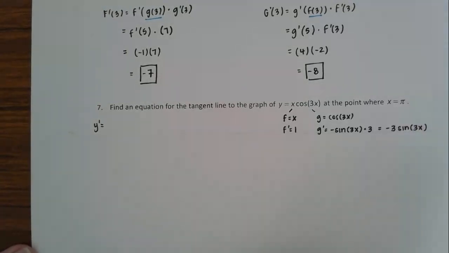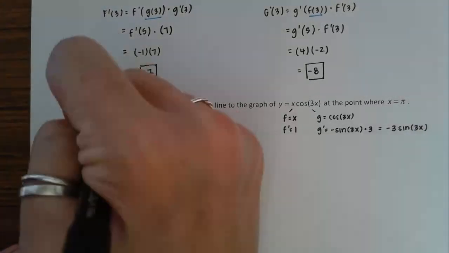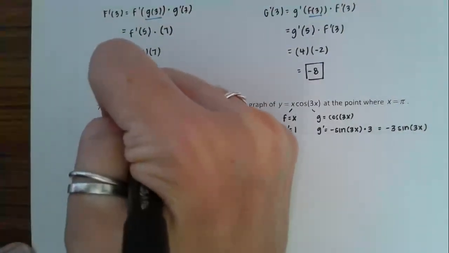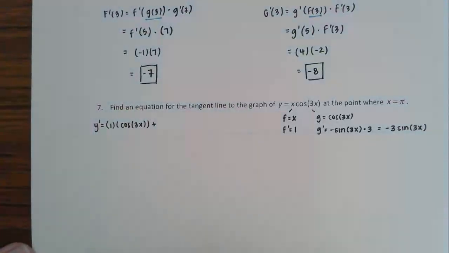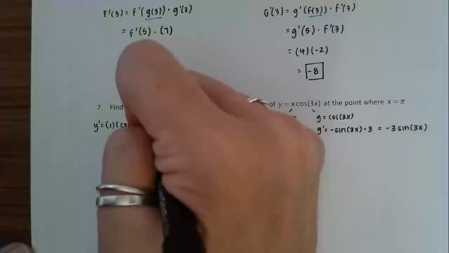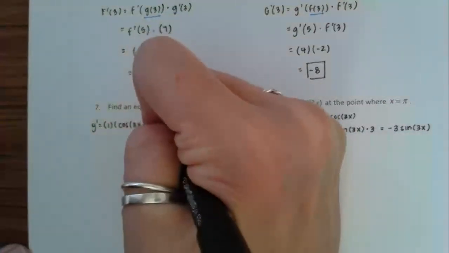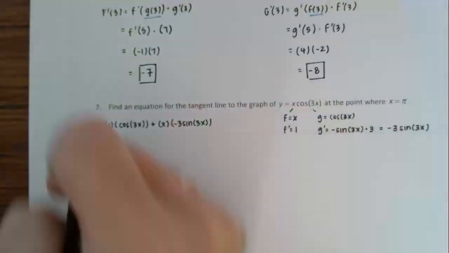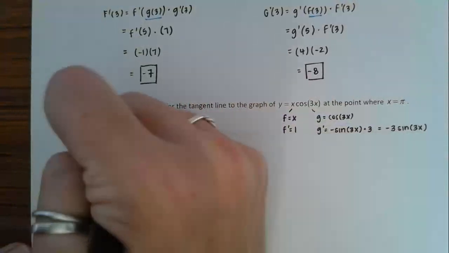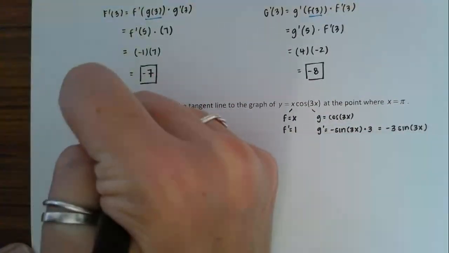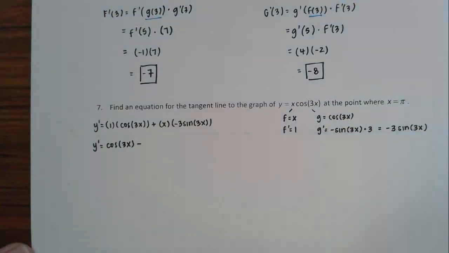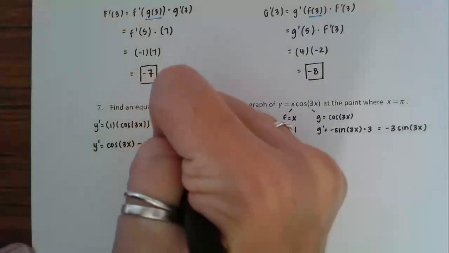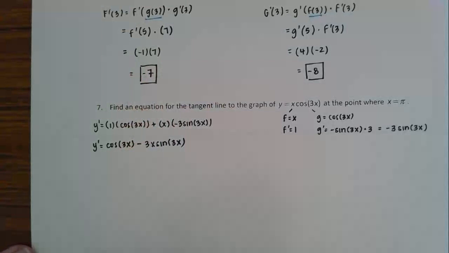So once I apply my product rule here, that will give me f prime times g. I want to add to that my f times my g prime, so x times negative 3 sine of 3x. And I'm just going to write this a little bit nicer. So y prime would be equal to cosine of 3x minus 3x sine of 3x. Okay, so there's my derivative.